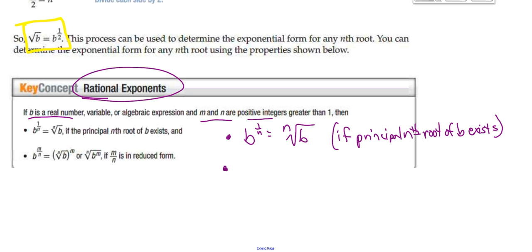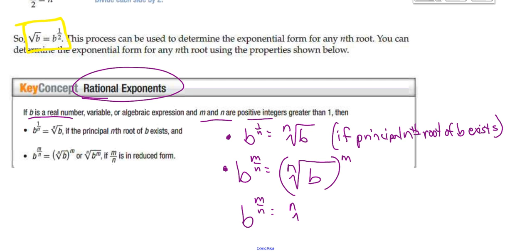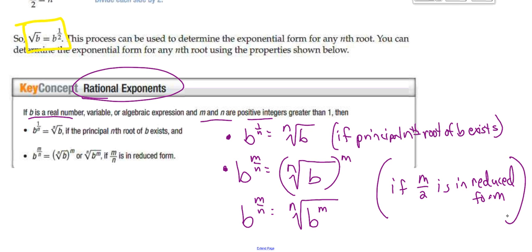And then the second bullet here is b to the m/n is equal to the nth root, because the n is on the bottom of that fraction, of b raised to the m power. Or we can say it another way, b to the m/n is also equal to the nth root of b, to the m. And we'll also add for that one, if m over n is in reduced form. So we do want to make sure that that's the case.